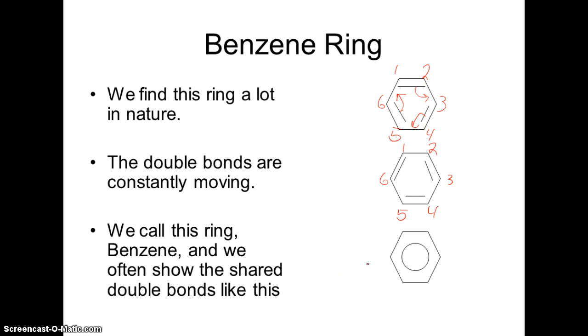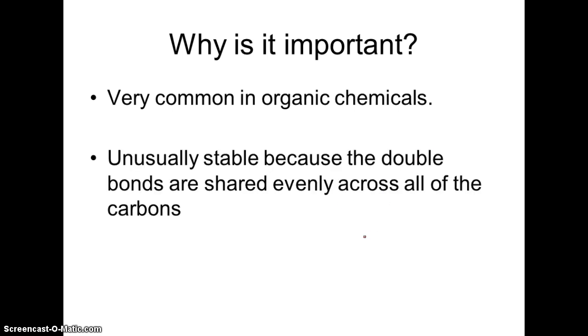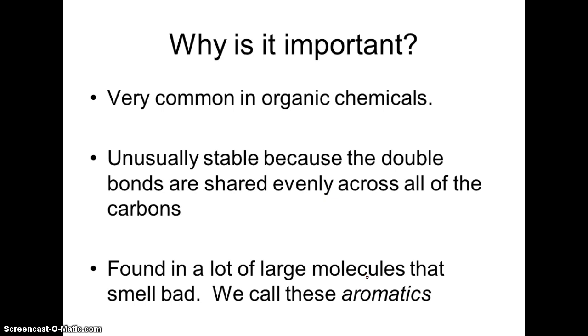Well, let's show how we would use this in our structures. It's important because we find this in a lot of organic chemicals. And they're unusually stable because those double bonds are shared evenly across all of the carbons. We find these a lot in large molecules that smell bad. As a result, we call that family of chemicals aromatics. Aromatics are organic compounds that have a benzene ring in them.